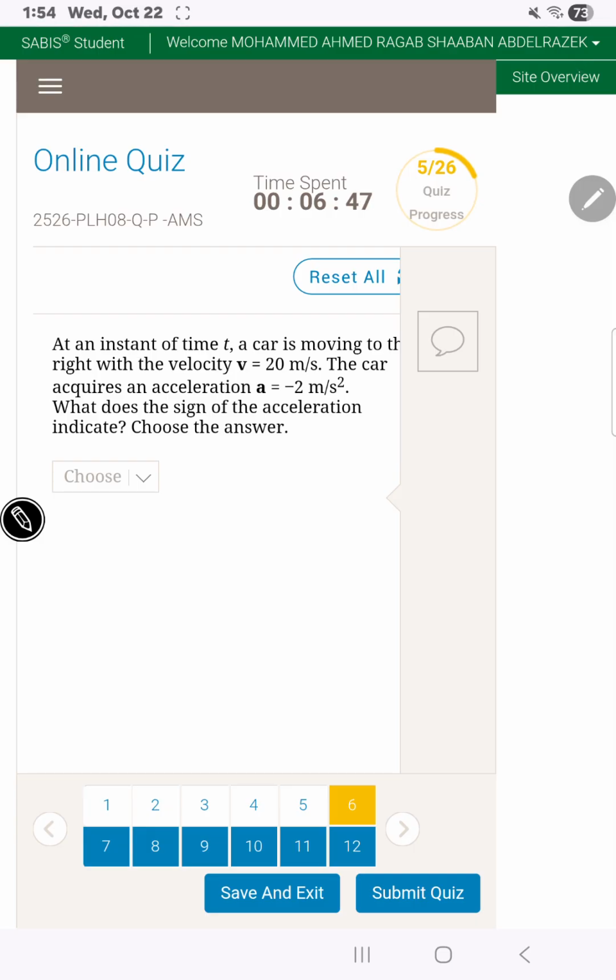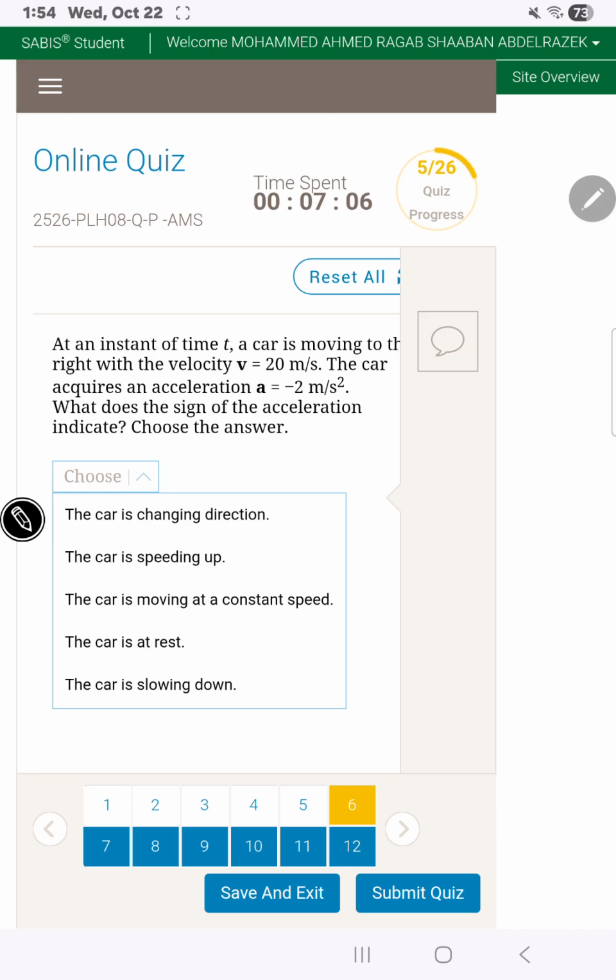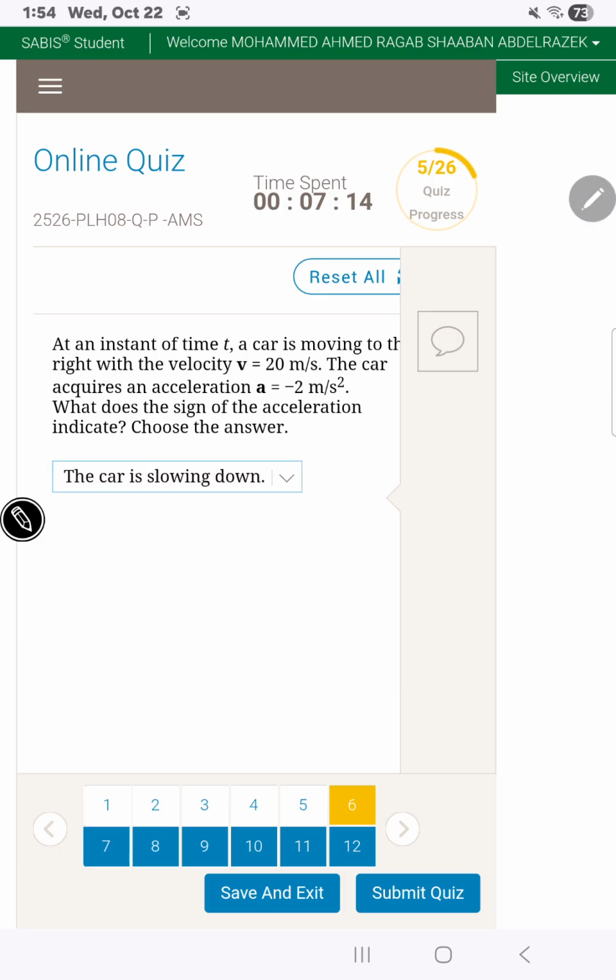Number 6 now. At an instant of time t, a car is moving to the right with velocity 20 meters per second. The car acquires acceleration negative 2 meters per second squared. What does the sign of the acceleration indicate? Of course, here the sign is indicating that the car or the object is slowing down. Negative sign means slowing down.